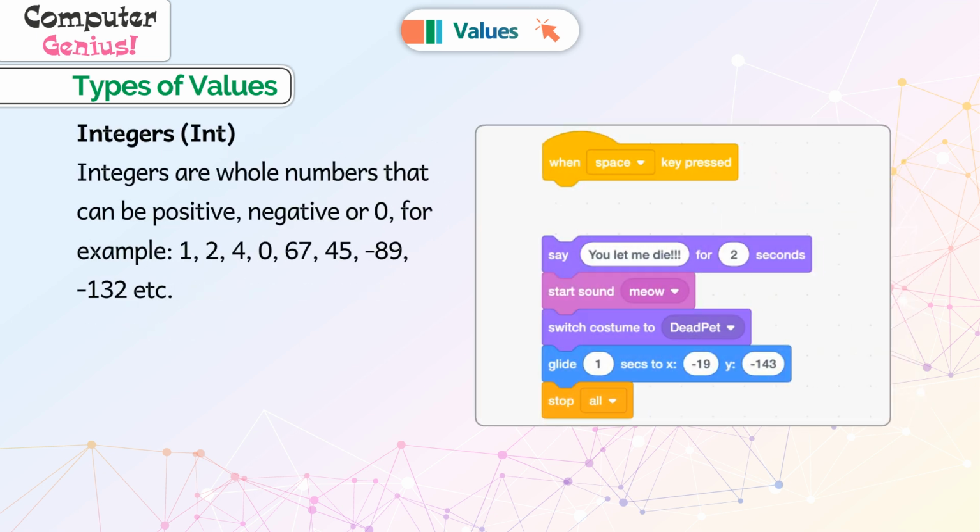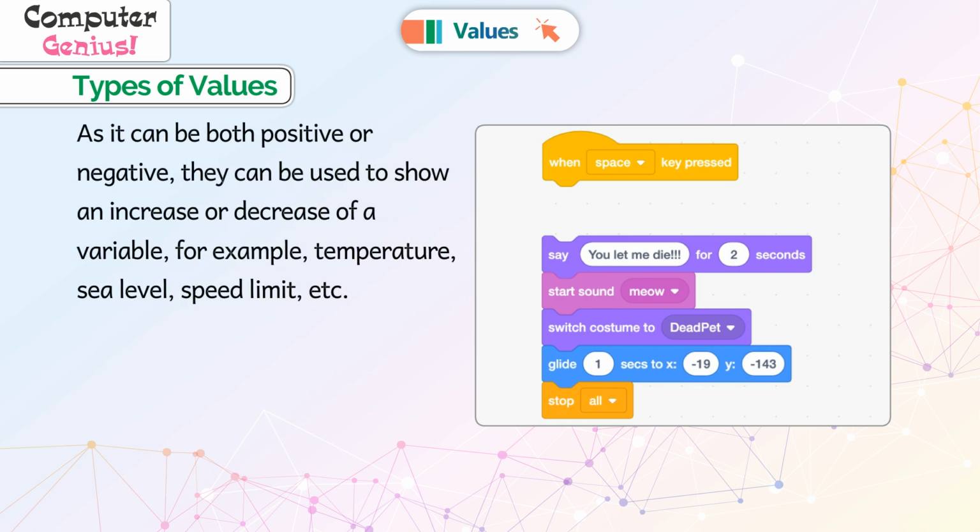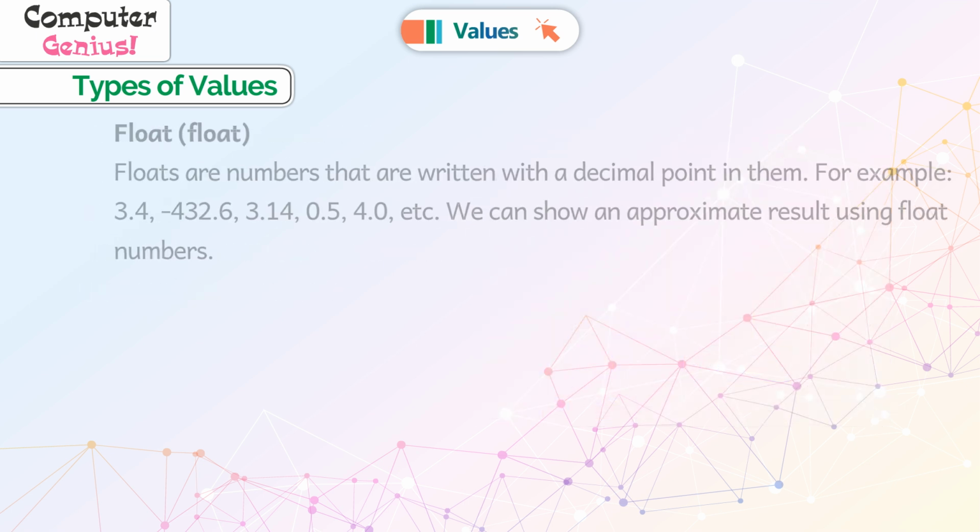Integers, int. Integers are whole numbers that can be positive, negative, or 0. For example, 1, 2, 4, 0, 67, 45, minus 89, minus 132, etc. As it can be both positive or negative, they can be used to show an increase or decrease of a variable. For example, temperature, sea level, speed limit, etc.